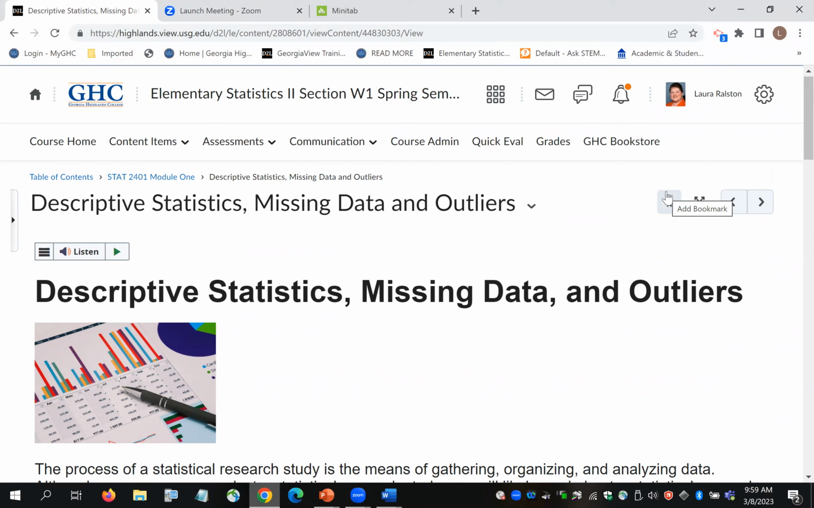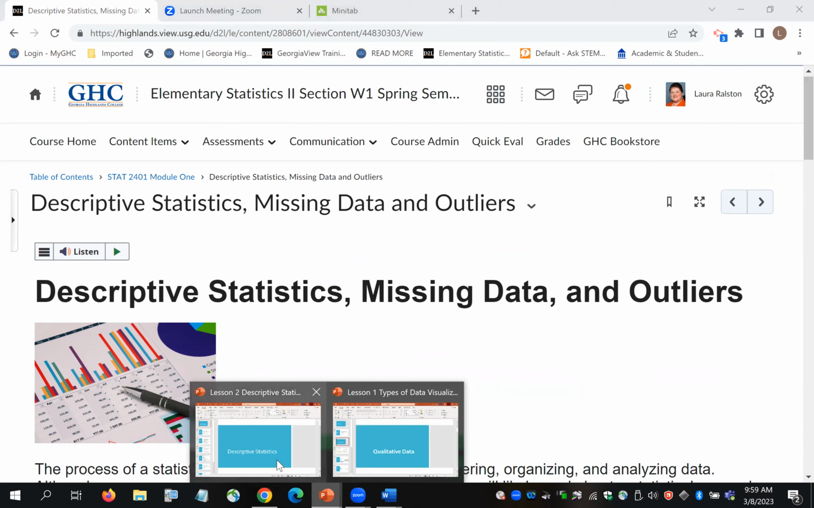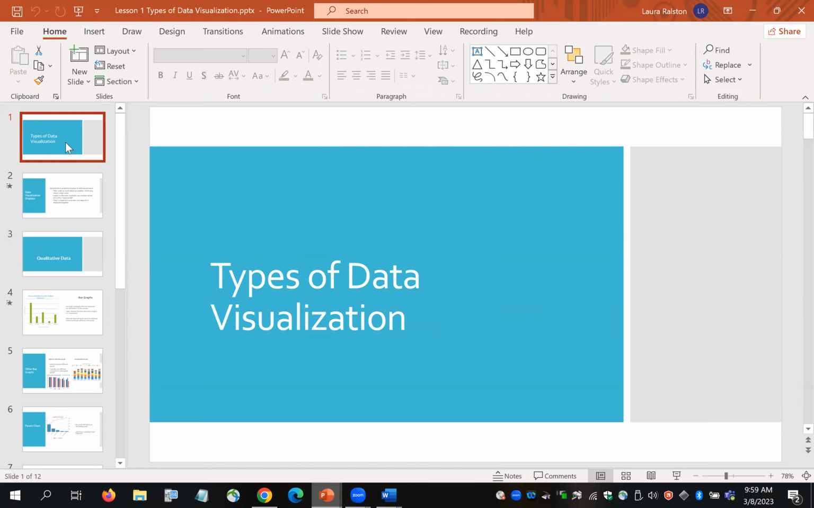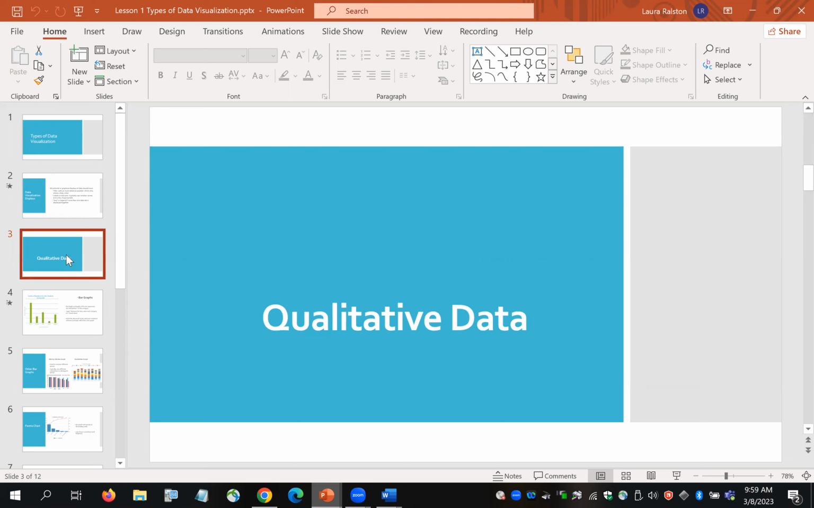Okay, so I'm going to pull up a data set and we're going to talk about how to create a bar graph. Okay, let me kind of review and bring us up to speed. In the last class, we were talking about types of data visualization. And I want to focus this morning specifically on qualitative data to start with, and the graphs that you're going to be asked to create.